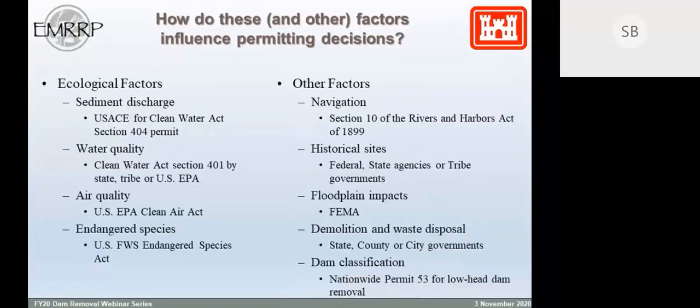So looking more at our regulatory and permitting decisions, we can see that a lot of the evaluation that we've gone through, looking at various impacts, is also of interest to a number of regulatory authorities. So, for instance, Clean Water Act is important for both water quality and sediment discharges. Endangered species is of interest to Fish and Wildlife. We also talked a little about looking at historical sites. So there's a lot of regulatory interest in dam removal. So we're going to give a quick overview of some of the regulatory permits related to dam removal.